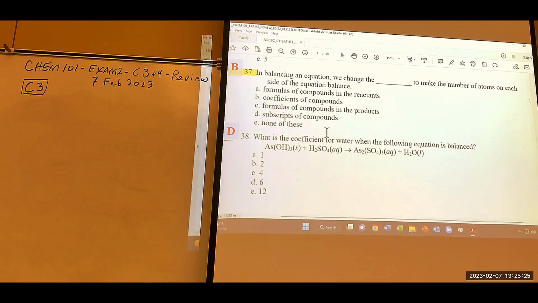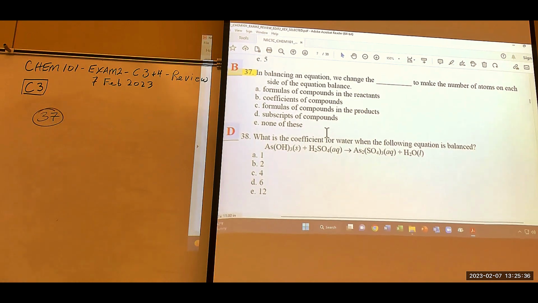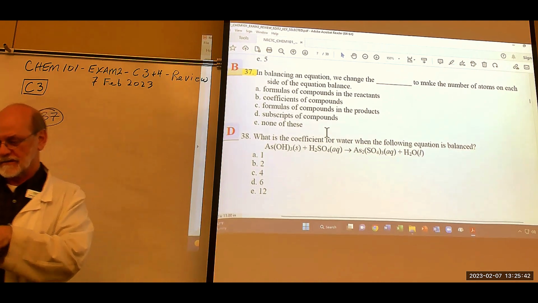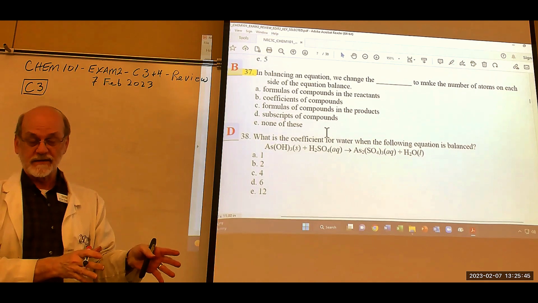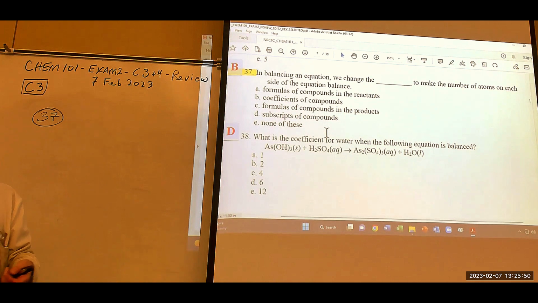In balancing an equation, we change blank to make the number of atoms on each side of the equation balanced. We change the coefficients. Once you've got the compounds and the elements written correctly on the reactant side and the product side, then you can't touch their subscripts anymore. They're inviolable. The only way you can balance the equation once you've written the compounds correctly is with coefficients.